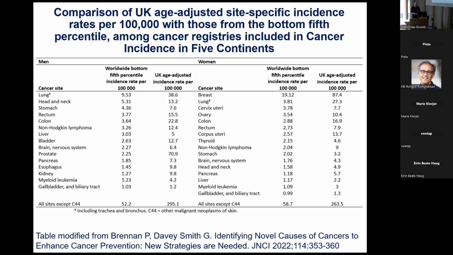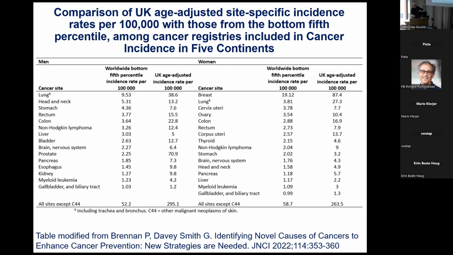Paul Brennan from IARC and I updated this. It was intended to be for 40 years, so 2021, but entirely because I'm very slow, it's my fault, not Paul's, we were a year late for the 40th celebration, but this is the 41-year celebration of the Doll and Peto estimates. We did the same, but for the UK. I'm from the UK. Paul's from Ireland, sort of UK. He's born in the UK.